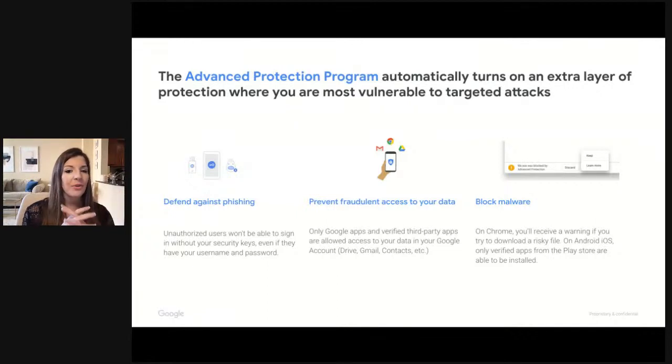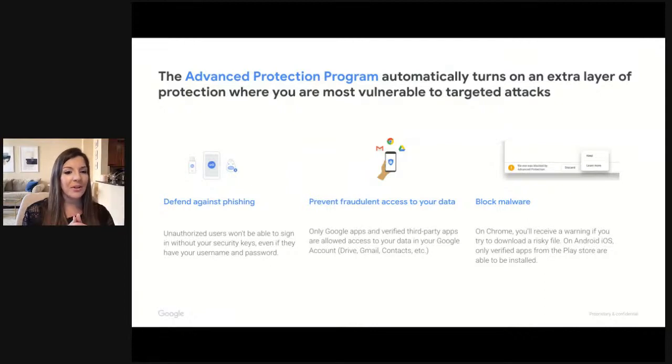The Advanced Protection Program verifies that it's really you by requiring a security key when you sign in. An unauthorized user won't be able to sign in without one of your security keys, even if they have your username and password. To date, we have successfully thwarted 100% of phishing attempts on accounts enrolled in the Advanced Protection Program. That is a number I always say I'm going to have to update if we do have a successful phishing attempt, but to date, it has been 100% effective.